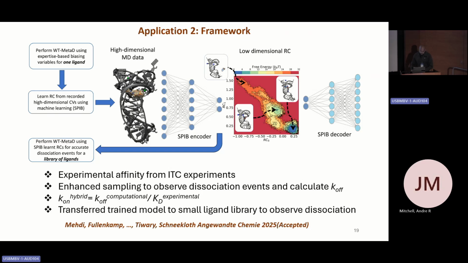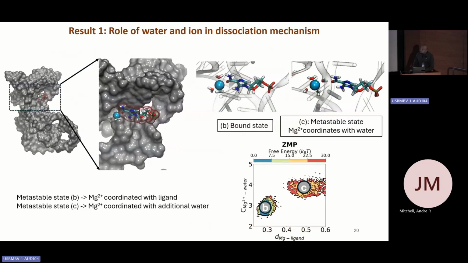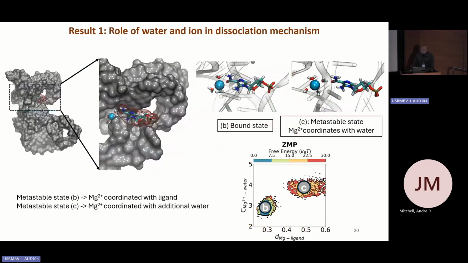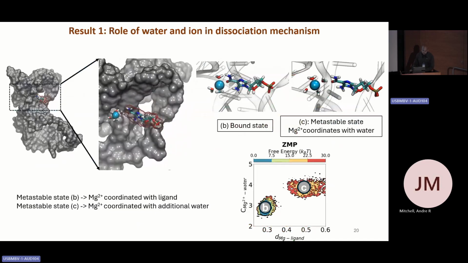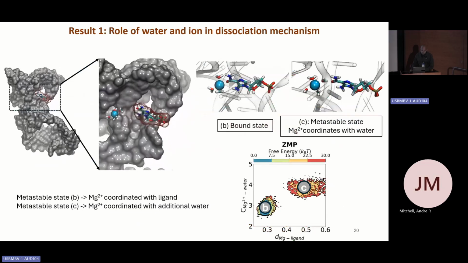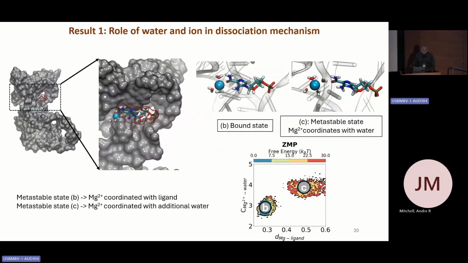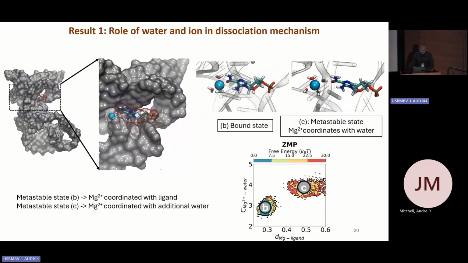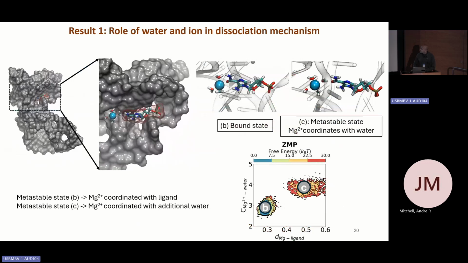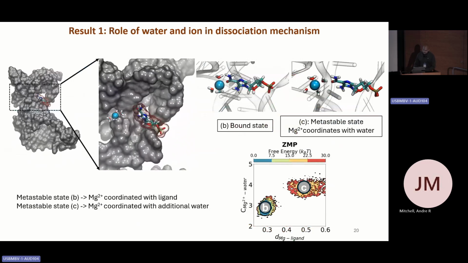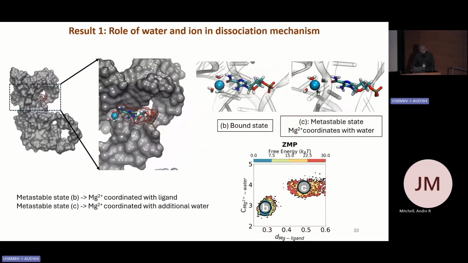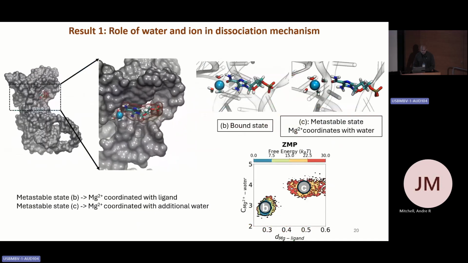In terms of getting interaction mechanisms, these are some of the results. We found that water and ions play a very important role in dissociation. You can see in the bound state, there's a magnesium ion which interacts with 3 water molecules. Before dissociation can happen, a 4th water molecule comes in, which leads to a loss of interaction with the ligand, and then the ligand can exit.